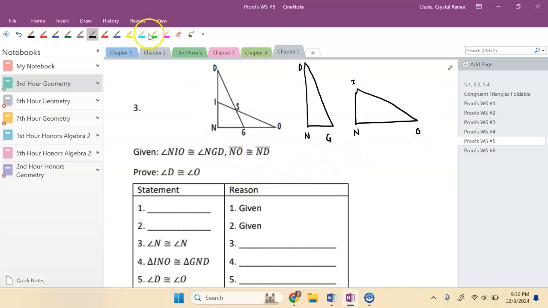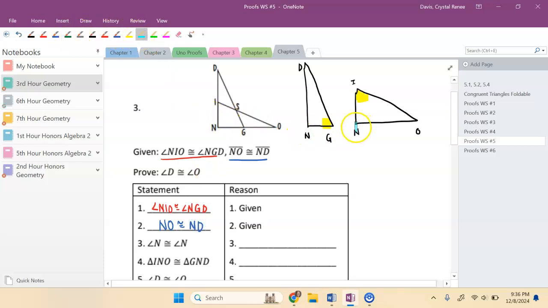Okay, so if I look here, the first thing I'm given is angle NIO is congruent to angle NGD. So if I go ahead and highlight those, angle NIO, this angle here, is congruent to angle NGD, which is this angle here. I'm also given that NO is congruent to ND. So side NO is congruent to side ND.